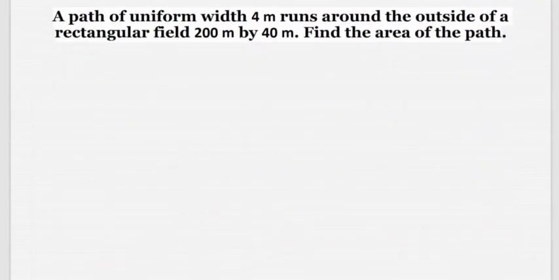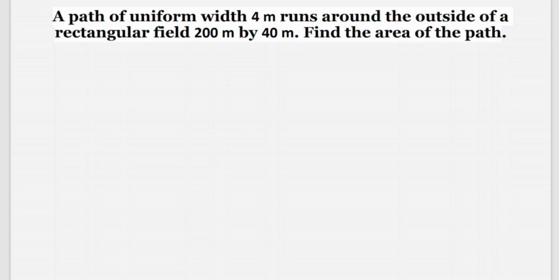A path of uniform width 4 meter runs around the outside of a rectangular field 200 meter by 40 meter. Find the area of the path. See, we have done the derivation of this question in our day 11. So if you have any problems related to such type of questions, how we can use directly the formula, you can refer to video number 11. That is day 11 of our 100 days mathematics conceptual learning challenge.